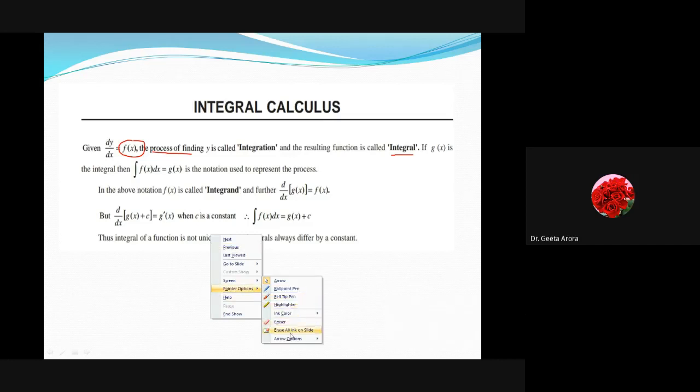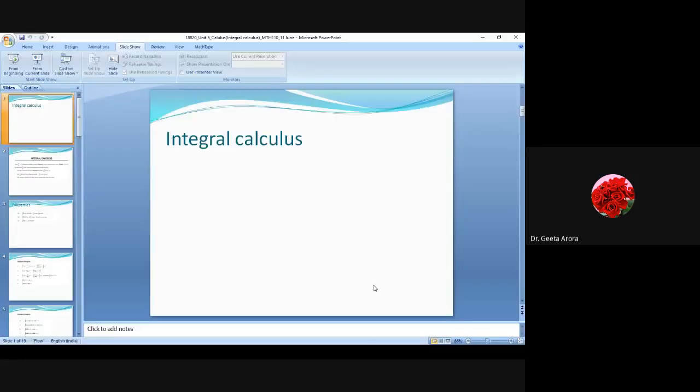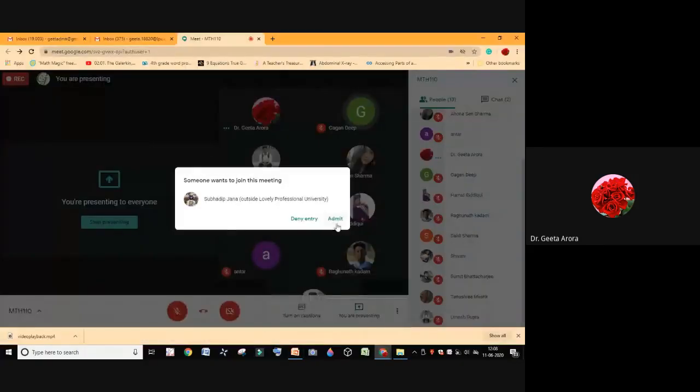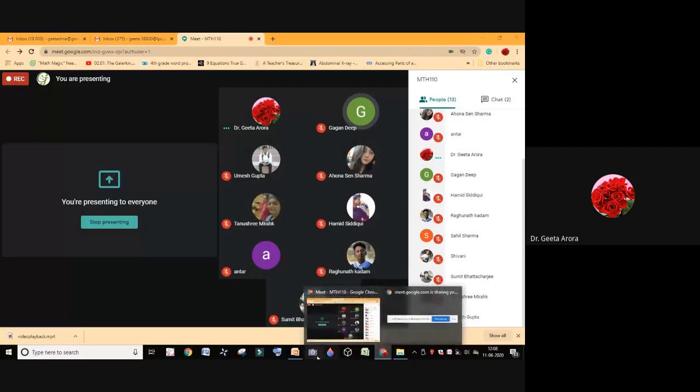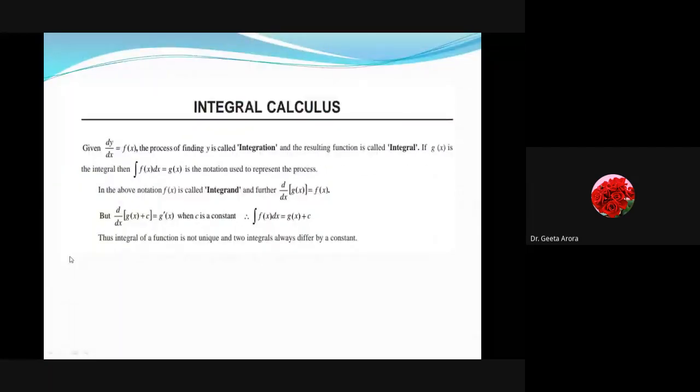So this is how we are going to write the notation. Correct. So this is our integral calculus, the first part where we are going to learn what we mean by integration, what we mean by the integral of a function, and that f(x), which we have integrated, is known as the integrand.